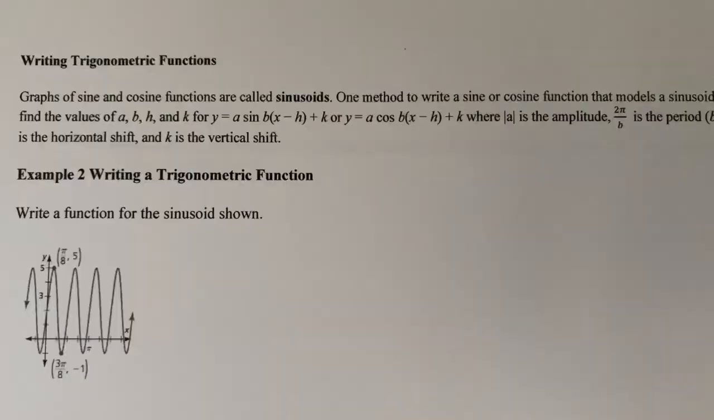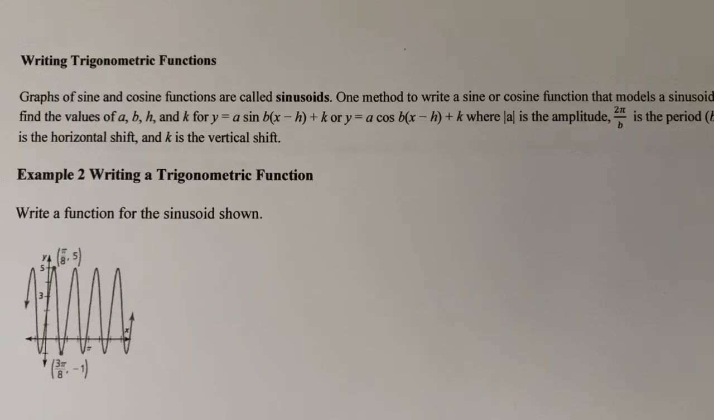Next, we are going to be writing trigonometric functions. The graphs of sine and cosine functions are called sinusoids. And a method to write a sine or cosine function that models a sinusoid is to find the values of a, b, h, and k, where a is going to be the amplitude, 2 pi over b is going to give you the period, h is the horizontal shift, and k is the vertical shift.